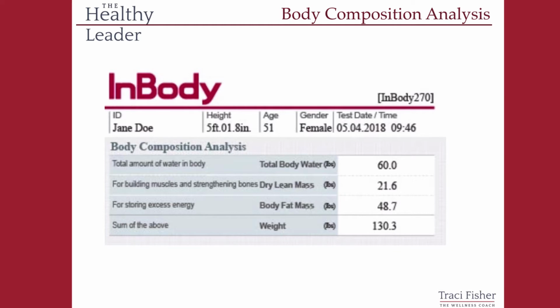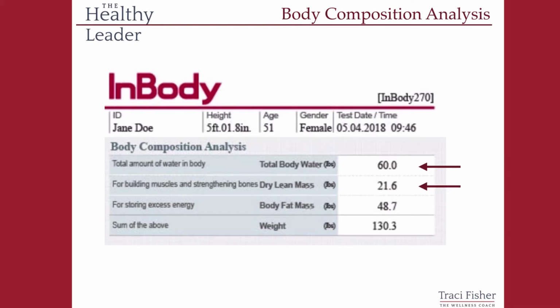There are 4 main areas here, and the first is your total body water. This is both your intracellular water, which is the amount of body water held within your body cells, and also the extracellular water, which is the water outside of your cells. When you add those together, that is the total amount of water in your body.